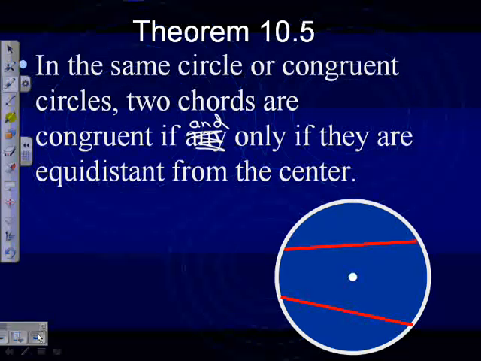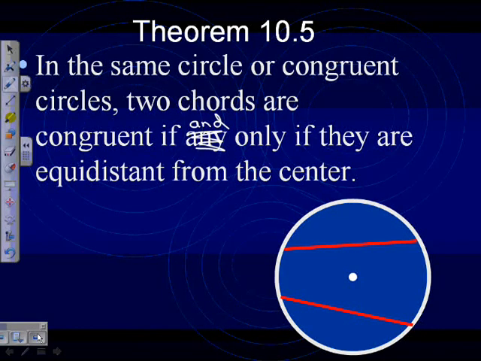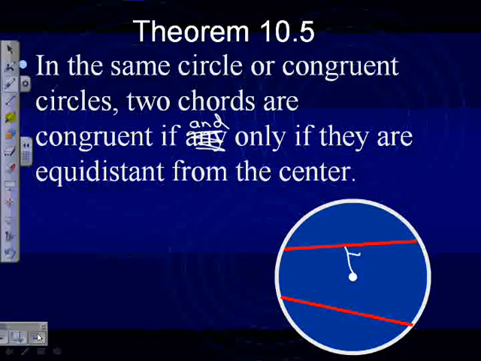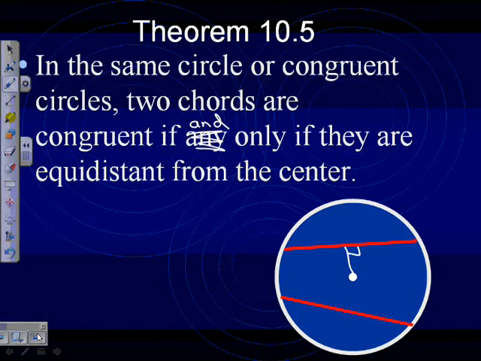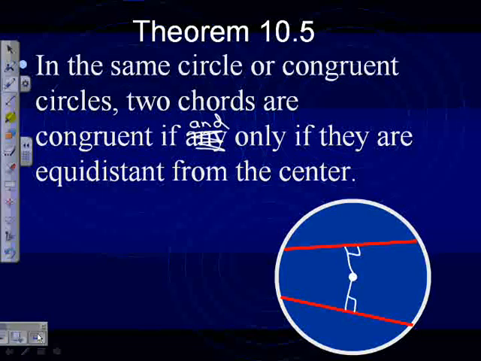Yes. So the shortest distance between this point and this line would be this segment that's perpendicular to the other one. Same thing here. Okay? The shortest distance between a point and a line is the perpendicular line from that point to the line.